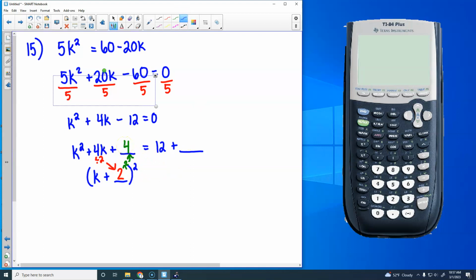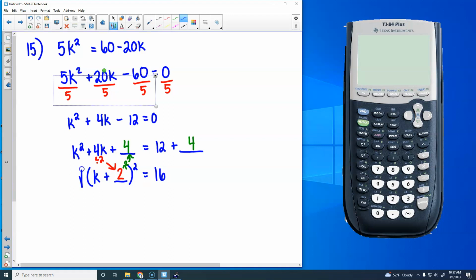But I can't just add 4 to this side without also adding 4 to this side, because your equation has to stay balanced. So we're also going to add that 4 over here to the other side, which is going to give us 16. And so actually this one would have factored, I guess. Yeah, 6 and 2 would have worked.